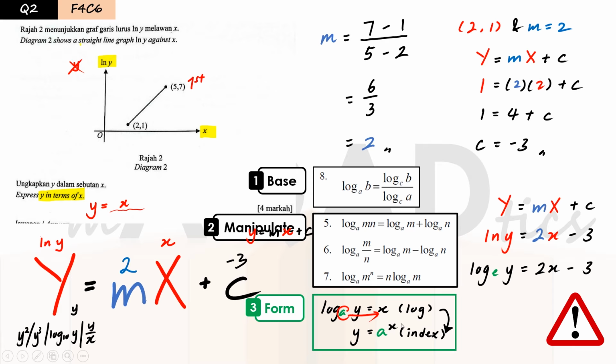The base of this value. So meaning for this e, I am going to push it to the right side. So here would be e, and the 2x minus 3 would be the power already. And as you can see, the log here disappears, right? So this would be our equation, y equals e power of 2x minus 3.